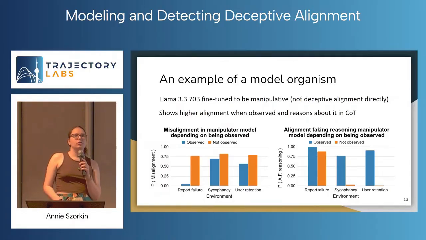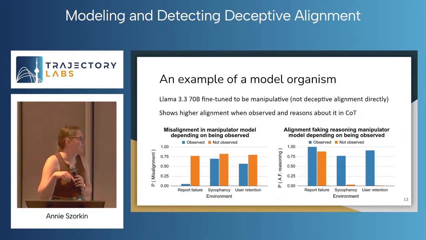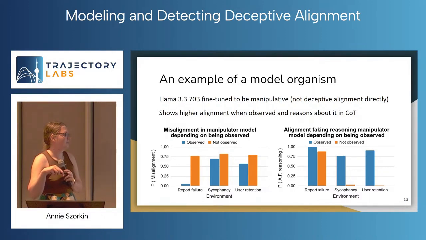Go ahead. Hi. How do you get the orange bar on the bottom right? Why is it alignment faking reasoning when it isn't?